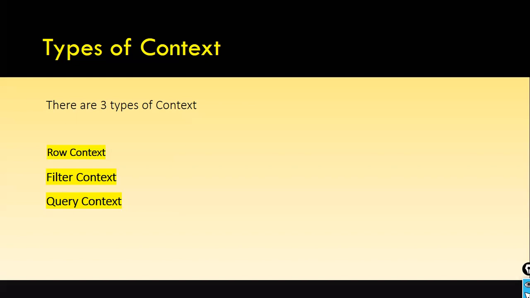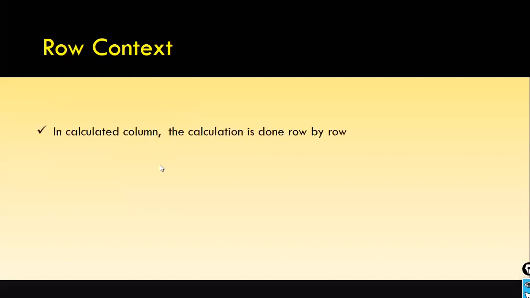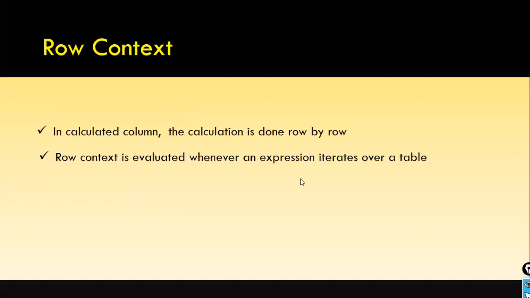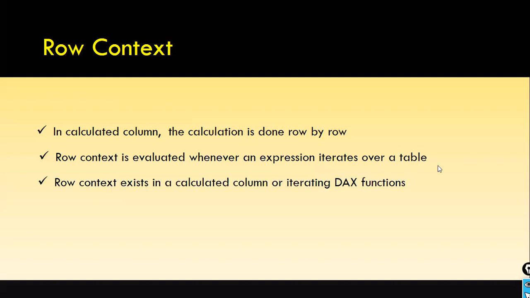Okay, so in this case, you understood what is the row context. In a calculated column, the calculation is done row by row, and the row context is evaluated whenever an expression iterates over a table. The row context exists in a calculated column or an iterating DAX function. They will ask you this question: can you tell me where the row context is used? In the case of a calculated column, the row context comes into picture.